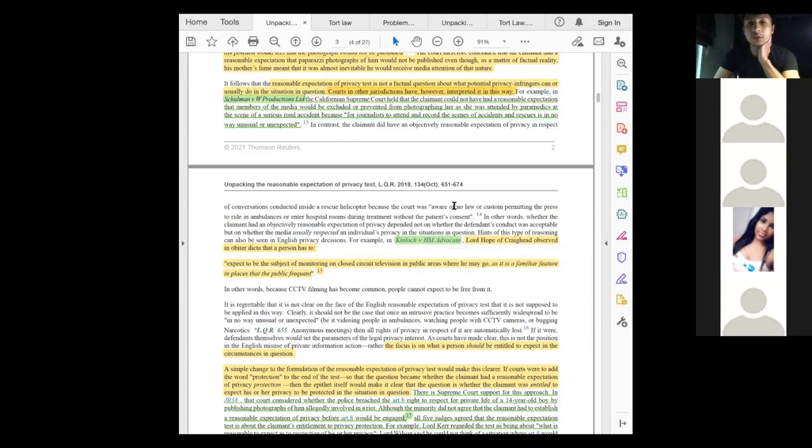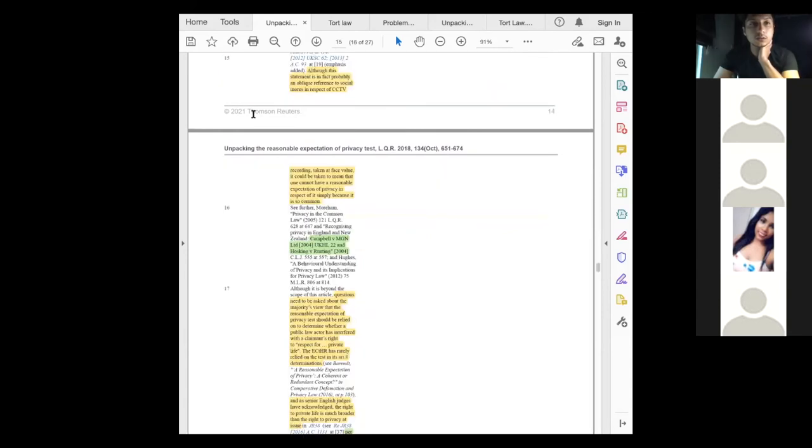So this is what I was talking about. Although this statement is in fact probably an oblique reference to social mores in respect of CCTV recording, taken at face value, it could be taken to mean that one cannot have a reasonable expectation of privacy in respect of it simply because it is so common. So she argues this, which I've already mentioned in the slides. Simply because a practice is so common does not mean that the person is not entitled to expect privacy protection. I hope that answers.